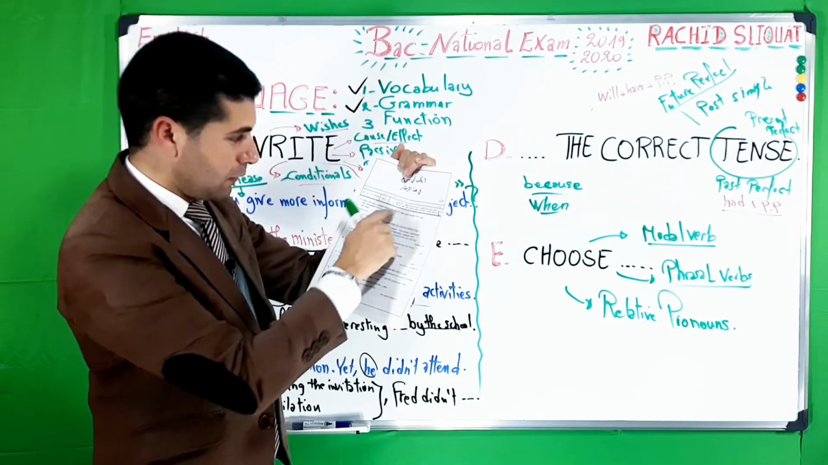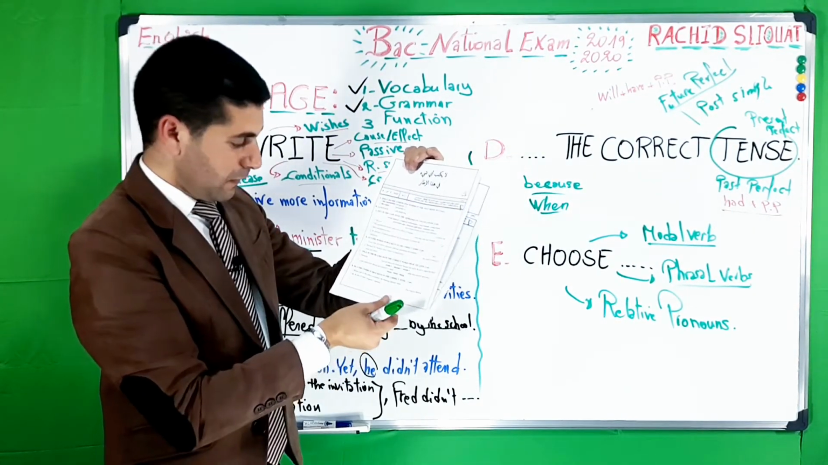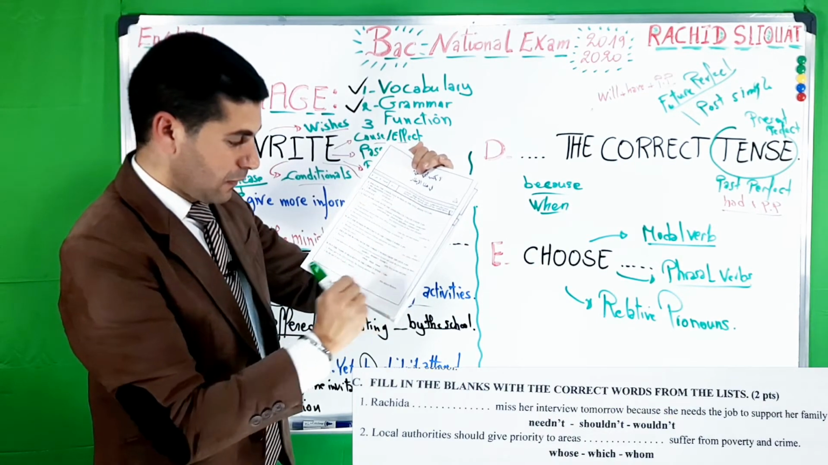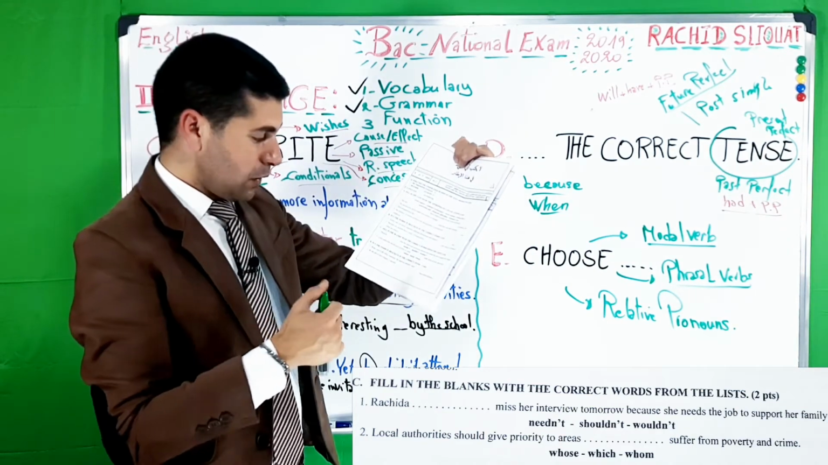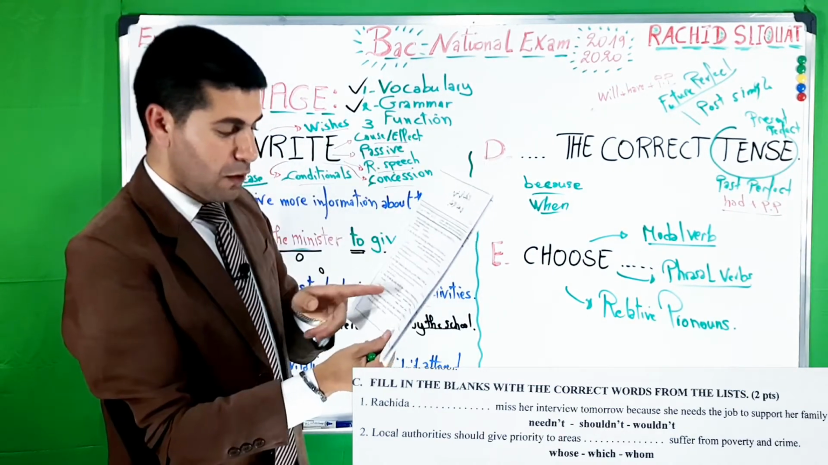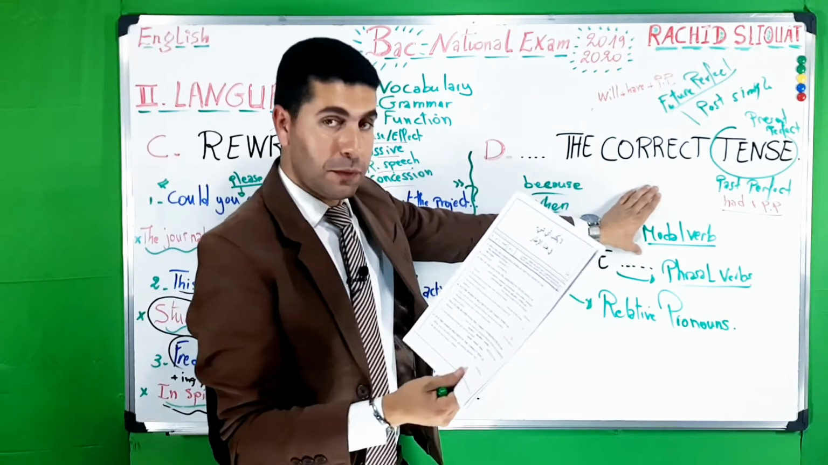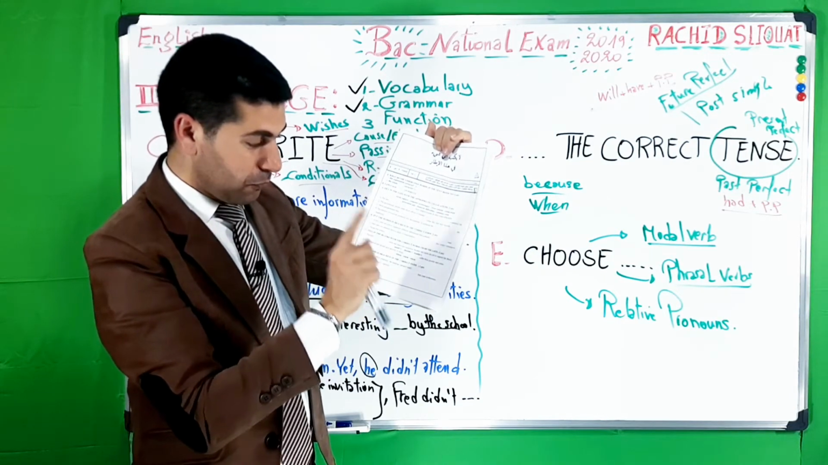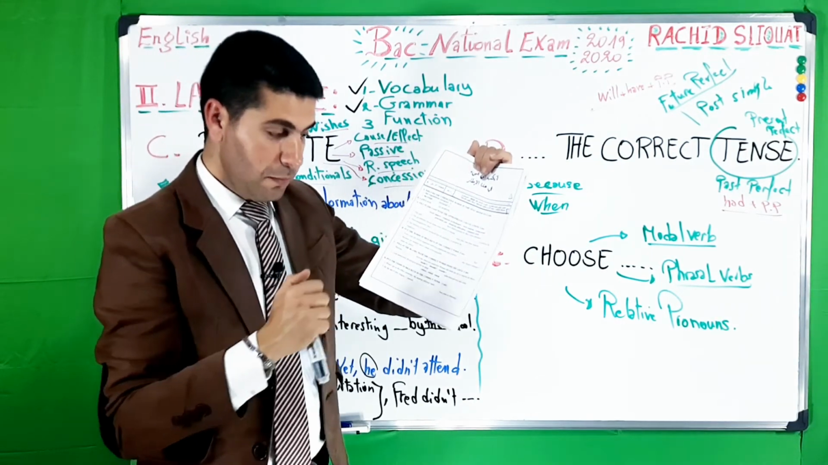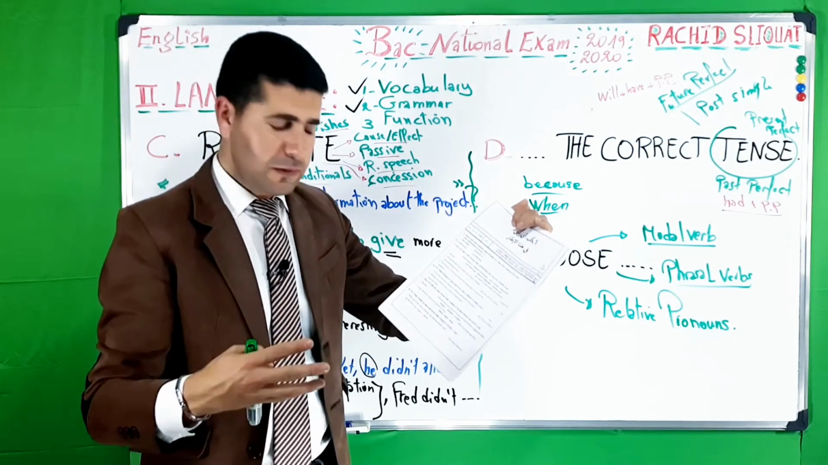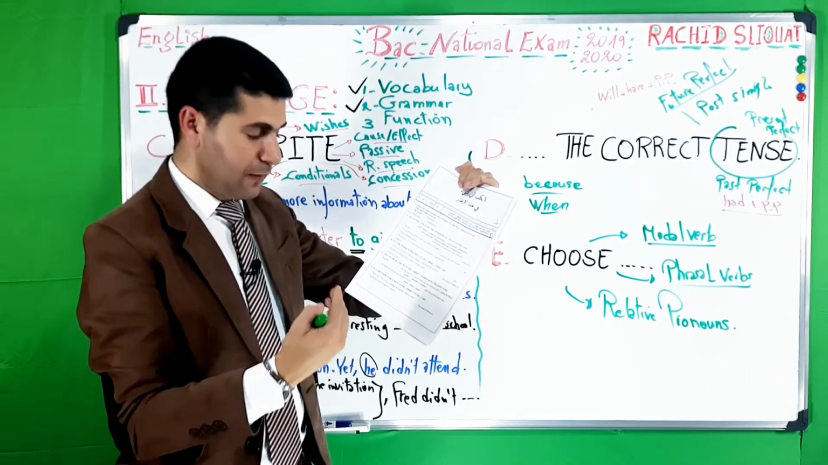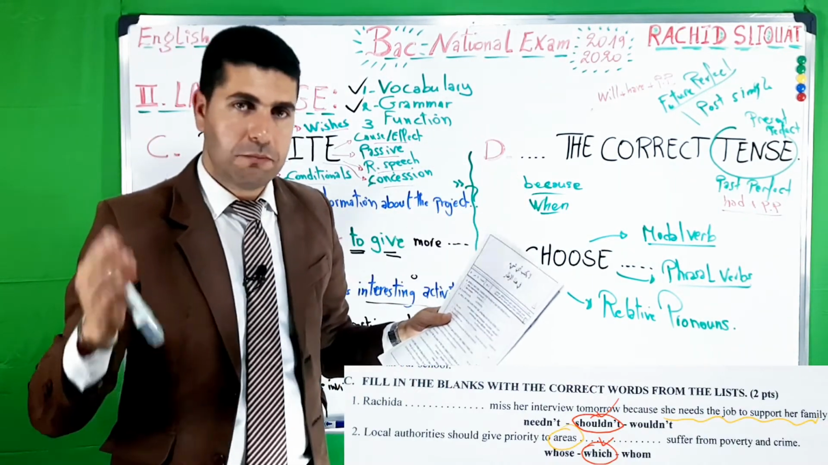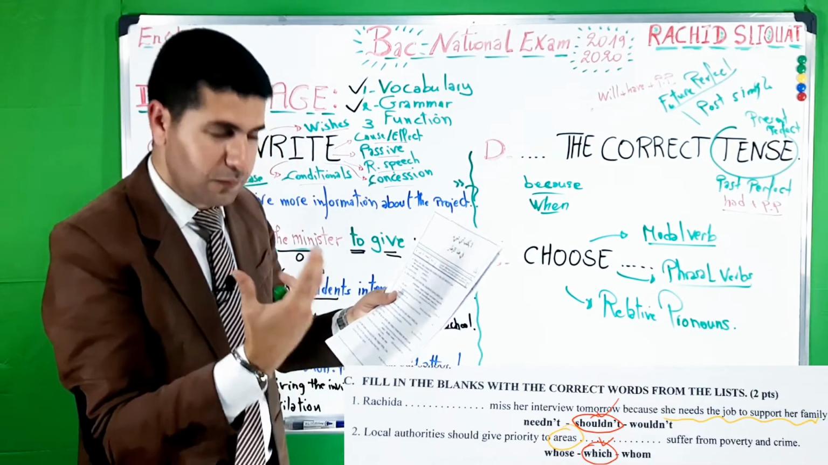For example, here in the 2020 catch-up exam, we have "Rashida ___ miss her interview tomorrow because she needs the job to support her family." So here we have to complete the sentence with needn't, shouldn't, or wouldn't. These are modal verbs, so we have to choose the correct one. This is kind of advice to Rashida. So we can say Rashida shouldn't miss the interview. Why shouldn't she? Because she needs the job to support her family. This is very important for her.